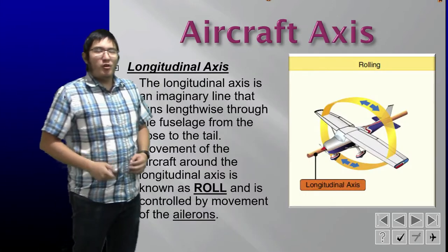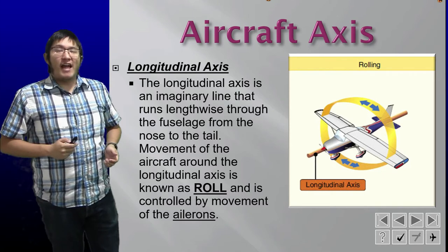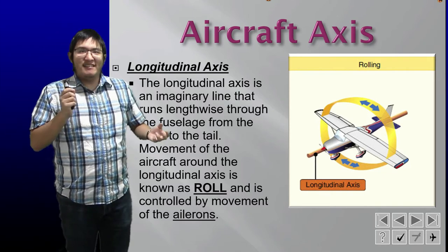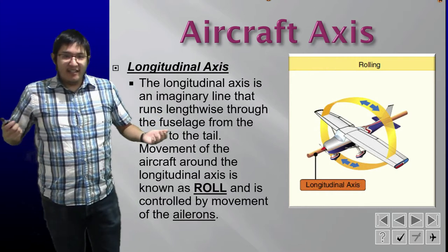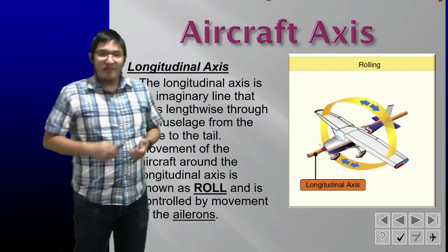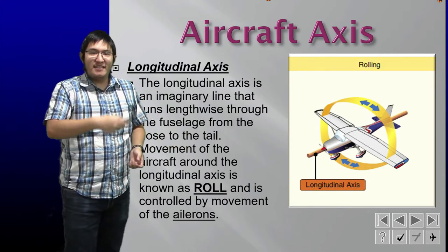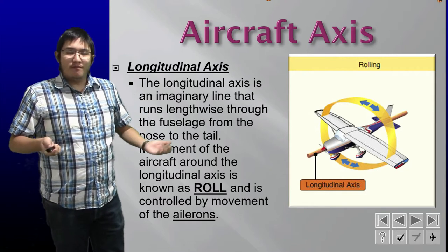Alright, next up we're going to learn about aircraft axes. So first we have the longitudinal axis. This axis here is an imaginary line. In this case it runs from nose to tail, passing through the fuselage and center of gravity. So movement around this axis is what we call roll.